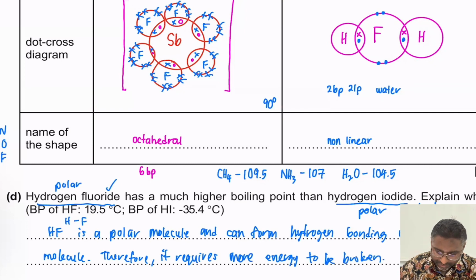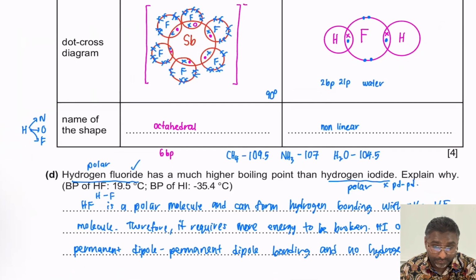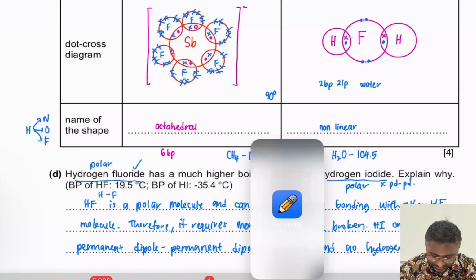Now you explain a little bit. Once you explain the main thing, you explain that hydrogen iodide only has permanent dipole bonding and no hydrogen bonding. That is our answer, 2 marks. Let's have a look at the marking key.